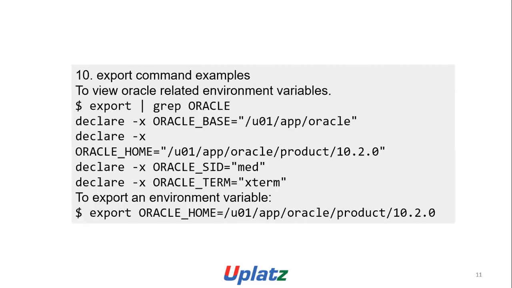Export command examples. To view Oracle related environment variables: export | grep ORACLE, which shows declare -x ORACLE_BASE="/u01/app/oracle", declare -x ORACLE_HOME="/u01/app/oracle/product/10.2.0", declare -x ORACLE_SID="med", and declare -x ORACLE_TERM. To export an environment variable: export ORACLE_HOME=/u01/app/oracle/product/10.2.0.